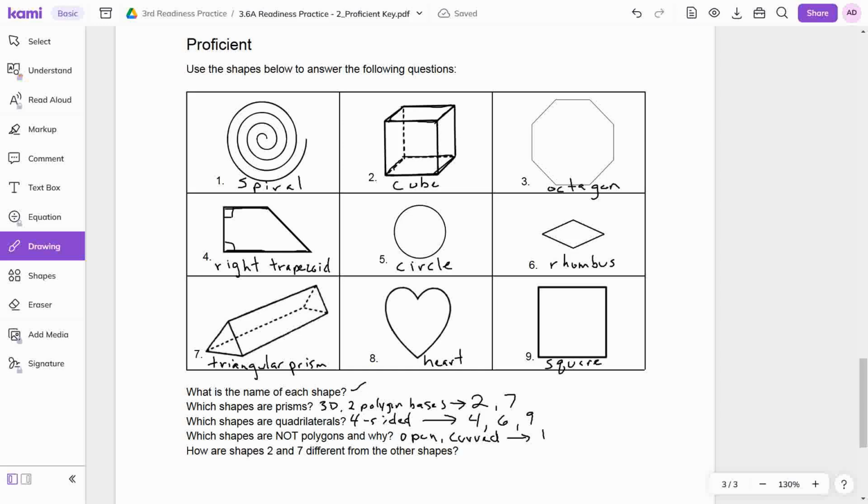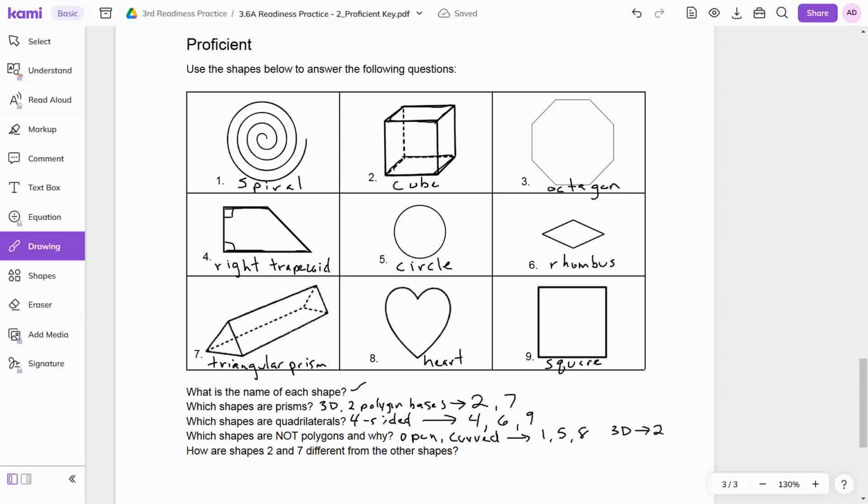My circle is closed, but it is curved, so it's not a polygon. And then my heart is closed, but it is curved, so it's also not a polygon. So I've got three not polygons that are open and curved, and we also need to think polygons are also, I'm going to put this down here, 2D. So I'm going to put 3D shapes over here.